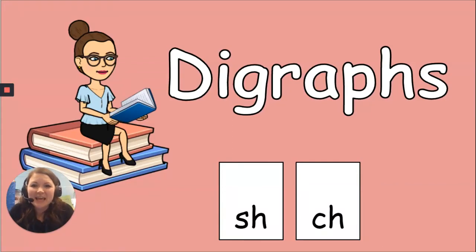Hooper, and today we are going to review our digraphs. Digraphs are two letters that come together to make a new sound. So the two that we're going to focus on today are SH. SH says shh, and CH. CH says ch, ch, ch, like a choo-choo train.